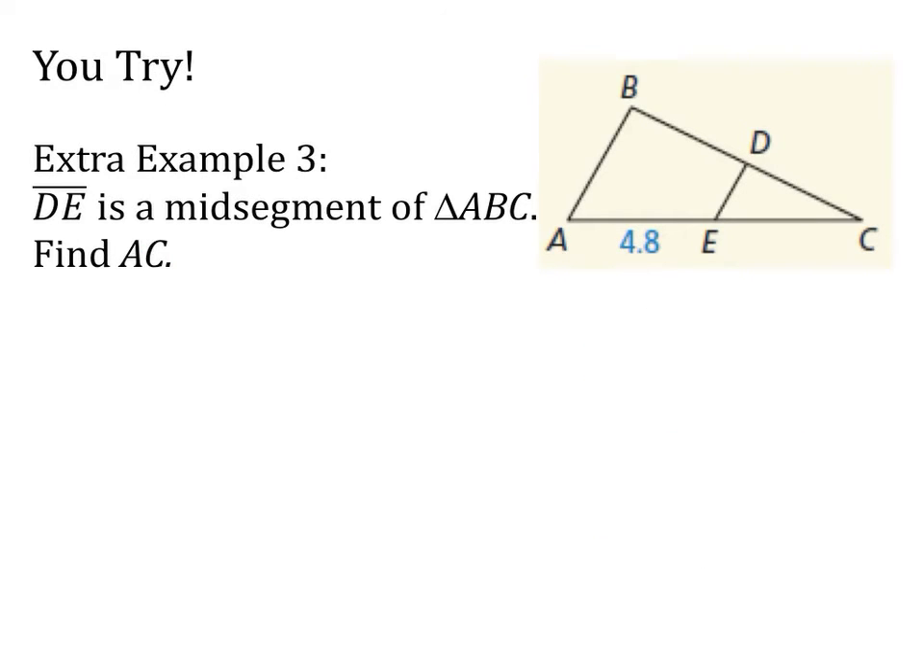All right, now you try extra example number 3 to practice using the properties of the midsegment theorem. So here we have segment DE is a midsegment of triangle ABC, and find the length of AC if you're given in the diagram that the length of AE is 4.8. So pause the video, take a minute, work this out, and then unpause to reveal your answer.